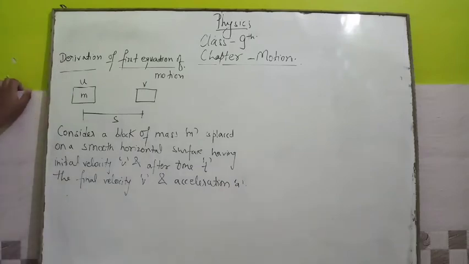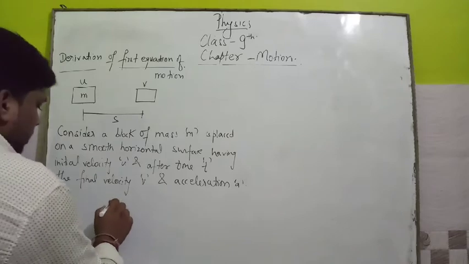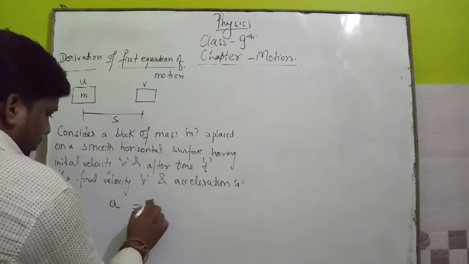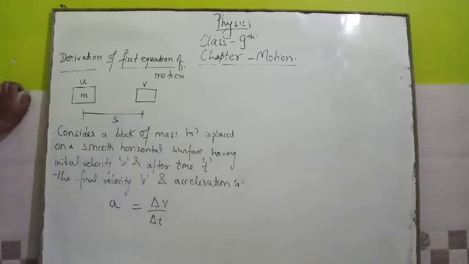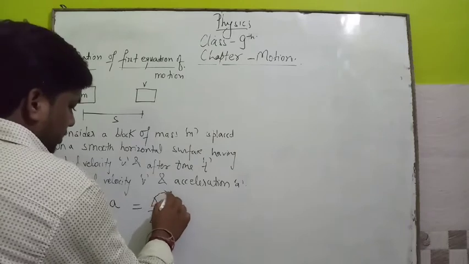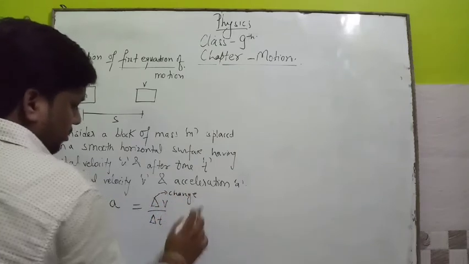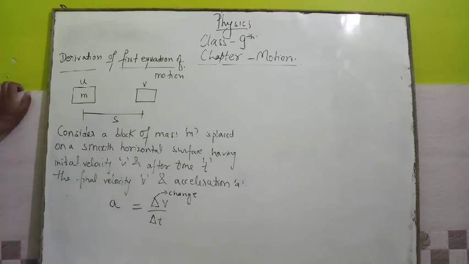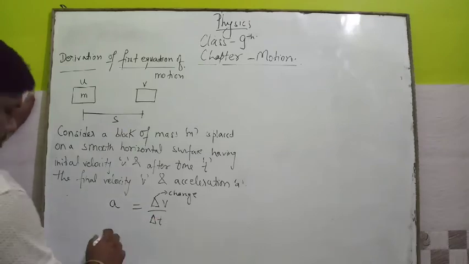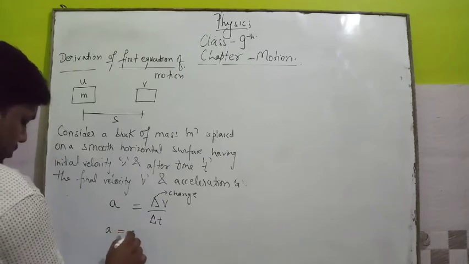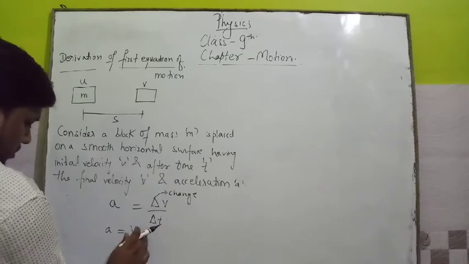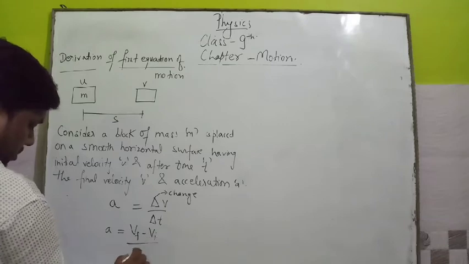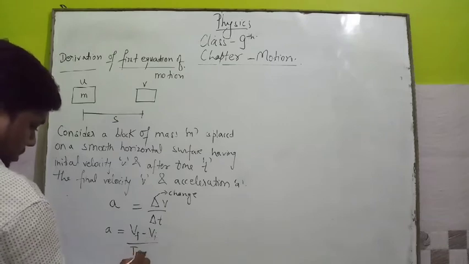So according to the formula of acceleration, as you know, a is equal to delta v upon delta t. What does this delta represent? This delta represents change, change in velocity. The change in velocity upon change in time. Clear? Now we can also write this as a is equal to V final minus V initial upon T final minus T initial.